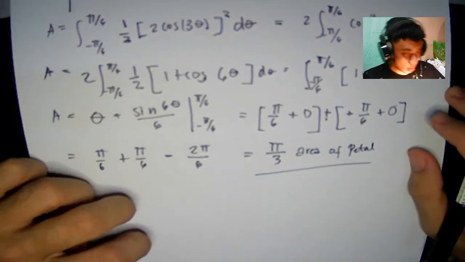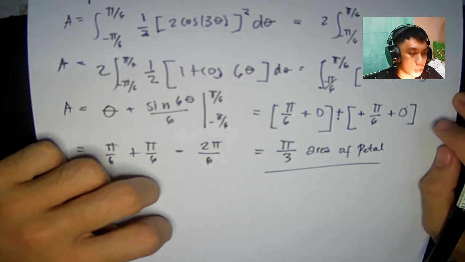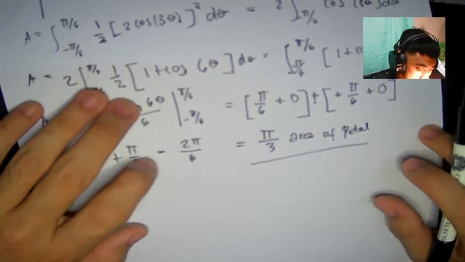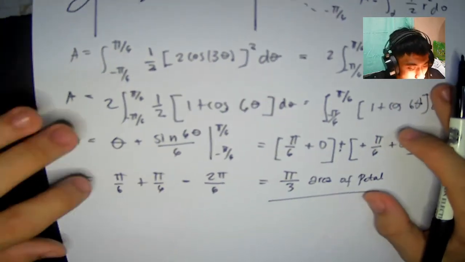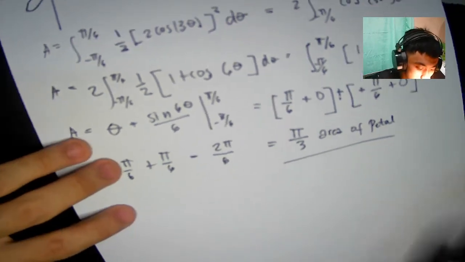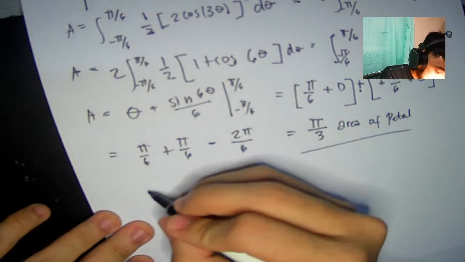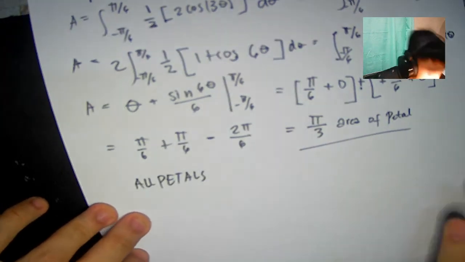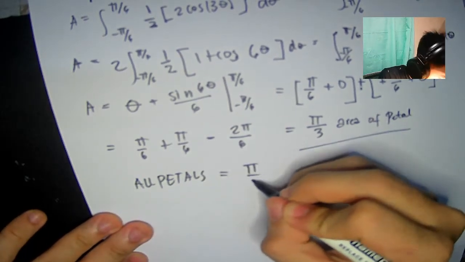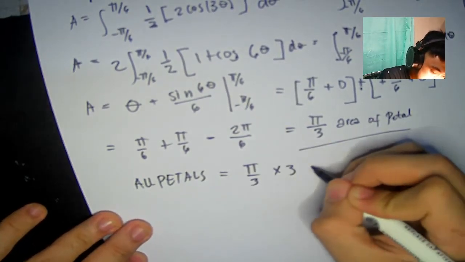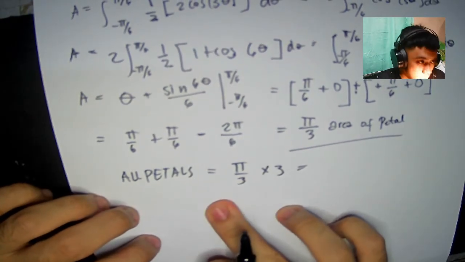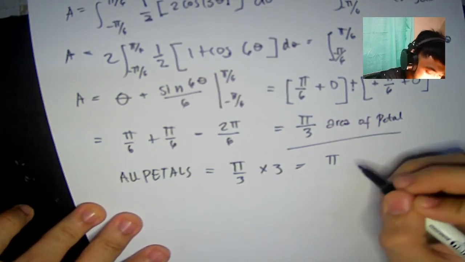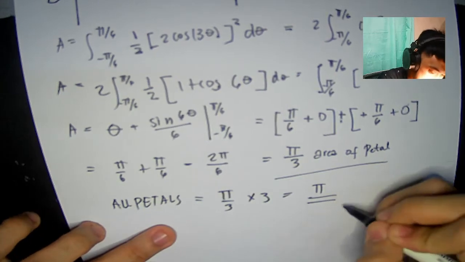So if we ask, what are the other areas of the petals? We know that when it comes to polar functions, you have symmetry. When you have symmetry, you have 3 petals. So to get all petals, all petals is equal to pi over 3 times 3. So what is the answer? Pi over 3 times 3 is just pi. Cancel the denominator. So the overall area is pi.